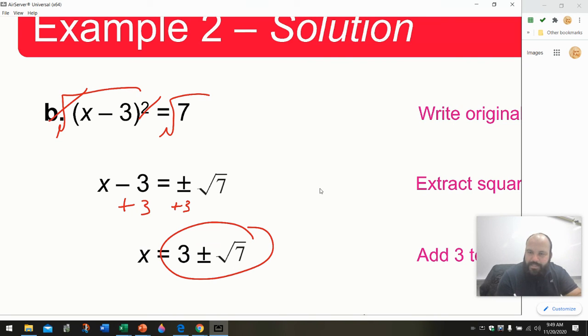You do not need to give me a decimal answer. You don't even need to split that up. That is the final answer for x, and you can leave your answer written like that. The 3 and the square root of 7 will not combine.